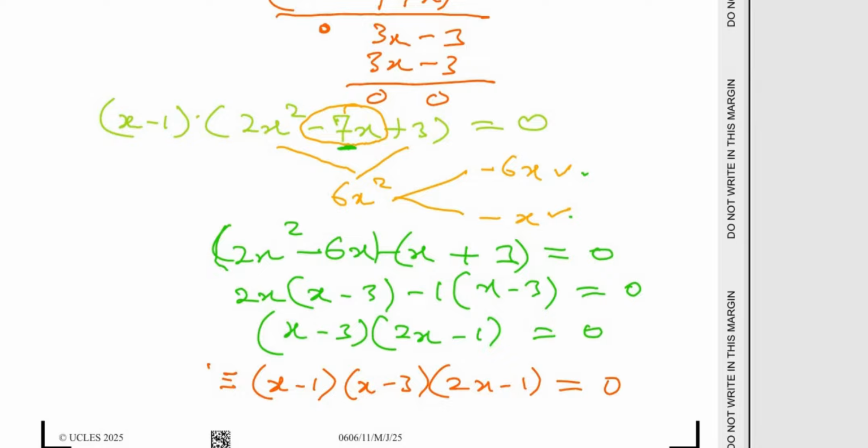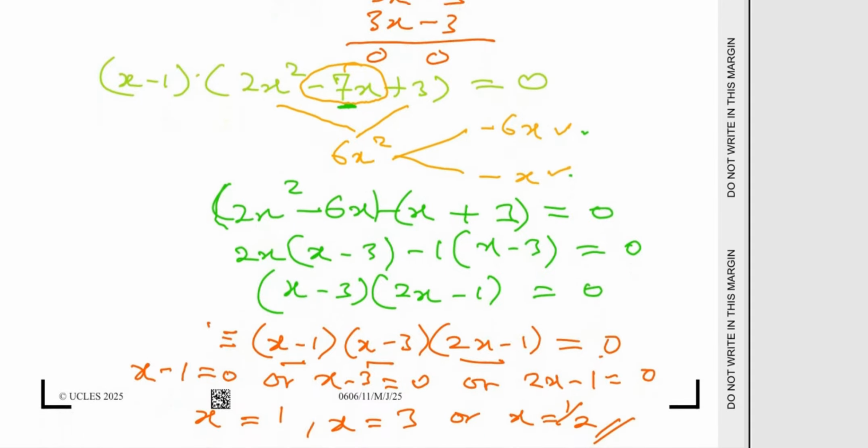Now with this, it's either this equals 0, or this equals 0, or this equals 0. So either x minus 1 equals 0, or x minus 3 equals 0, or 2x minus 1 equals 0. So x will be equal to 1, or x is equal to 3, or x is equal to 1 over 2. So these are the three values of x that will make the equation equal to 0.